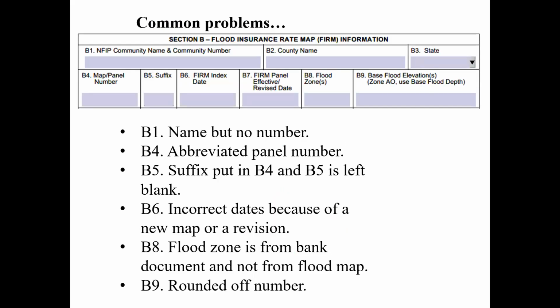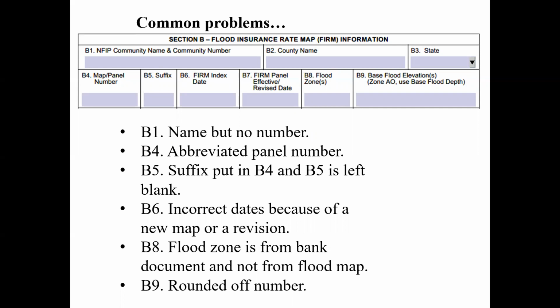So here are some common problems that we see. B1, like I said, people will put the community name and not the number. B4 will have that abbreviated 3-digit panel number instead of the full number. B5, they leave out the suffix or they put it all in B4 without adding it to B5. B6 could be incorrect because they just assume it's the same as the FIRM panel effective date when another panel has been revised, so the index gets updated and the FIRM panel doesn't. So you want to check those dates separately.